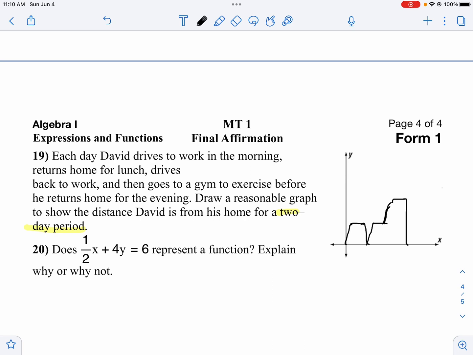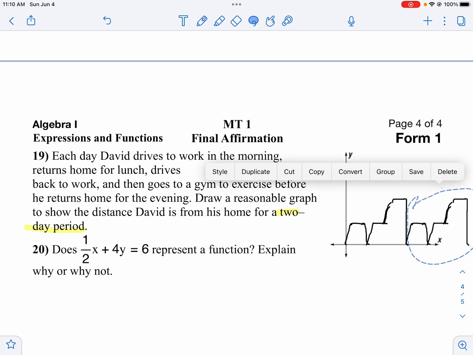Then what I want to do is I just want to repeat this graph twice. And notice I didn't do a very good job here because I ran out of room. I should have made my steps closer, but that's about what we do.